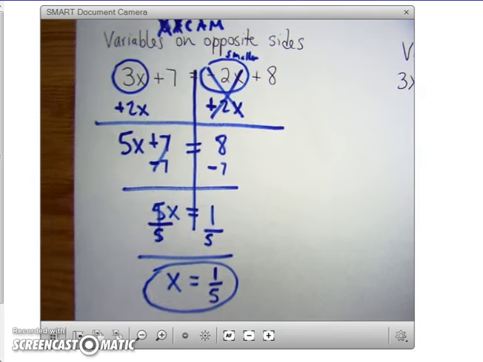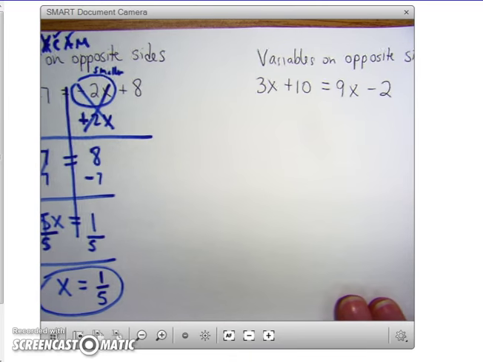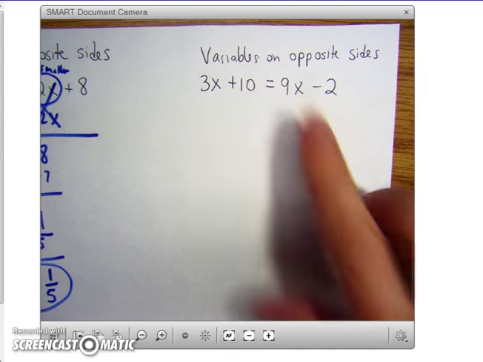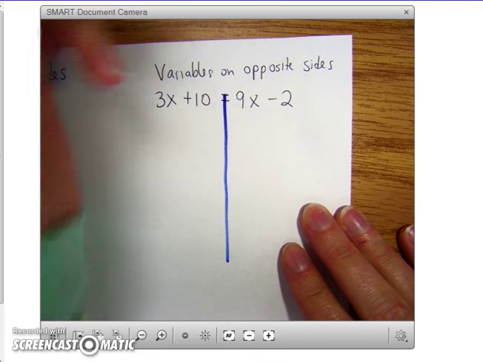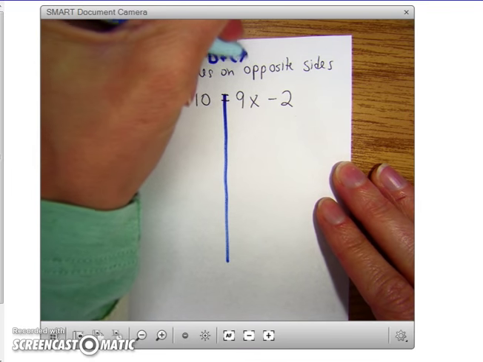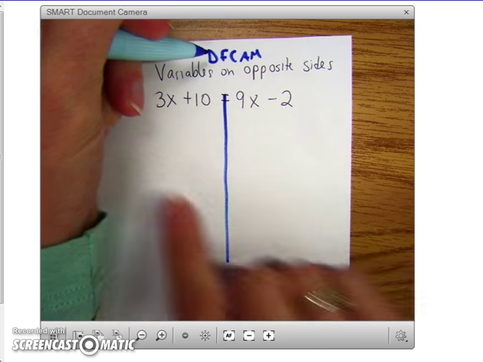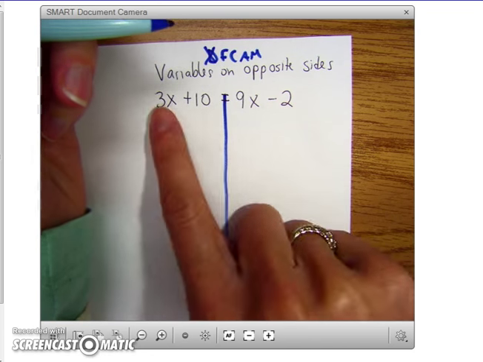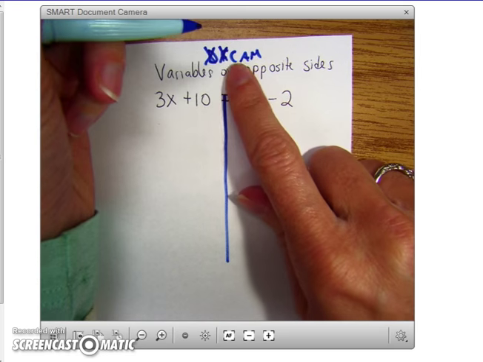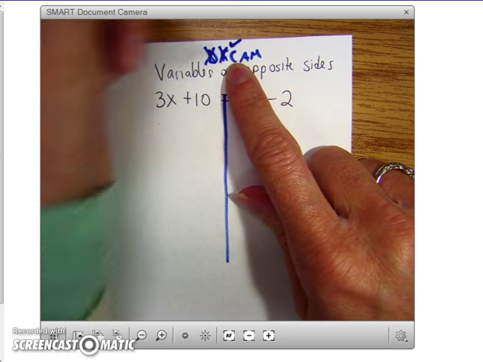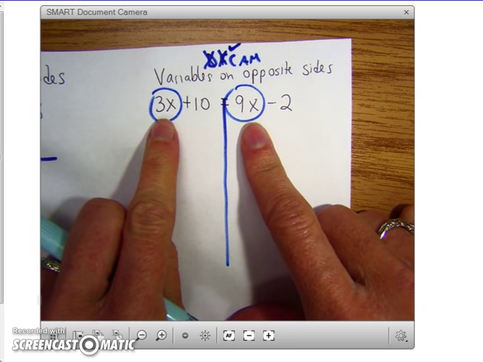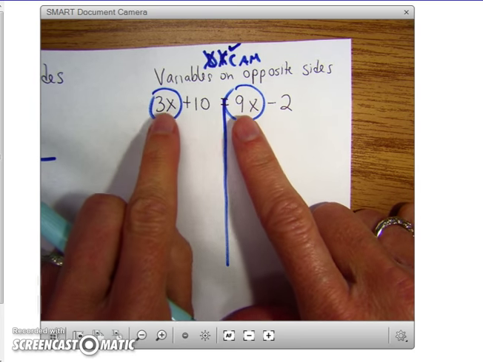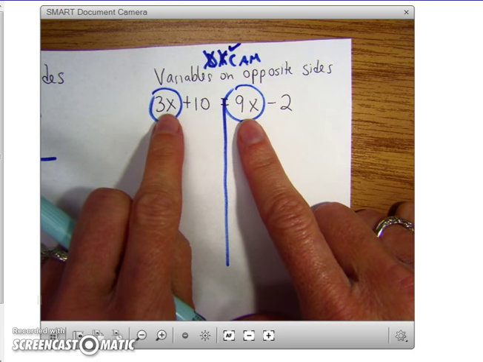There's another example I'm going to do of the same type. Variables on opposite sides. When you solve an equation, you draw a line down the middle. We always do DIFFCAM. D stands for distribute. Nope. F stands for fractions. Nope. C stands for combine like terms. I need to do that because I have 3x here, I have 9x here.